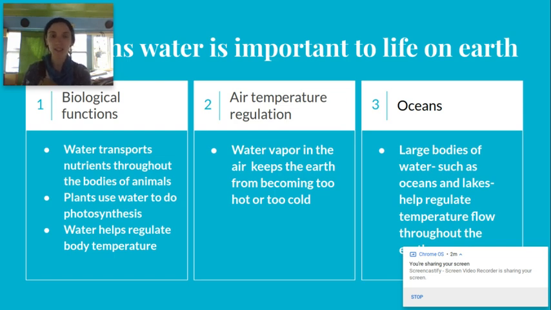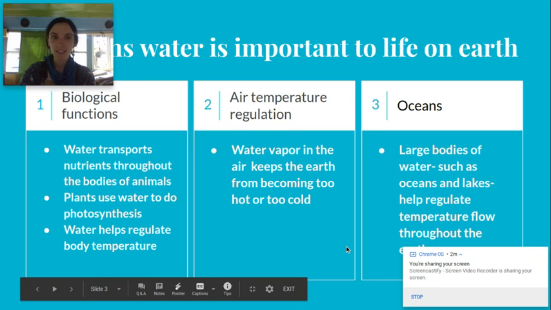Water helps regulate the air temperature on the Earth. Since there's water vapor in the atmosphere, which is the air that surrounds the Earth, it doesn't get too hot or too cold on the Earth like it does on some other planets. And large bodies of water, such as oceans and lakes, also help regulate temperature on the planet.